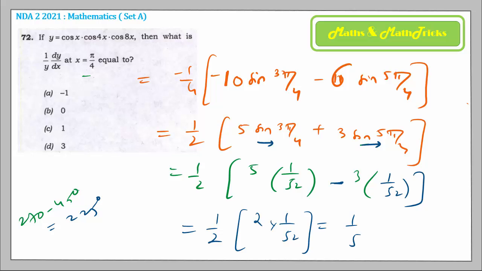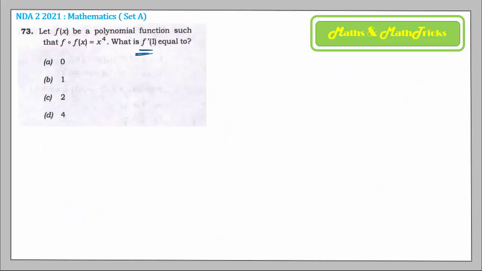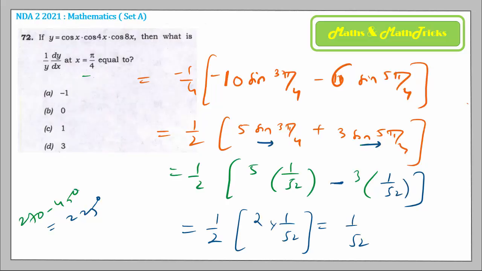So ultimately your answer for dy by dx is 1 by root 2, but this is not the final answer. The final answer you will get when you multiply dy by dx by 1 by y. So now you need the value of y at x equals pi by 4. So how much would it be? Can you calculate orally now?